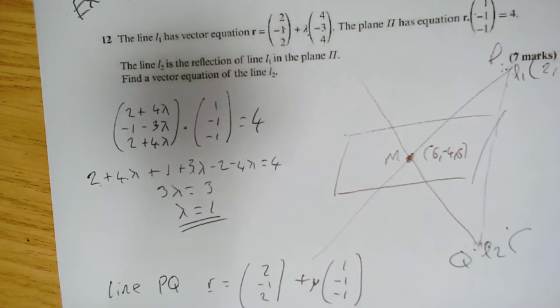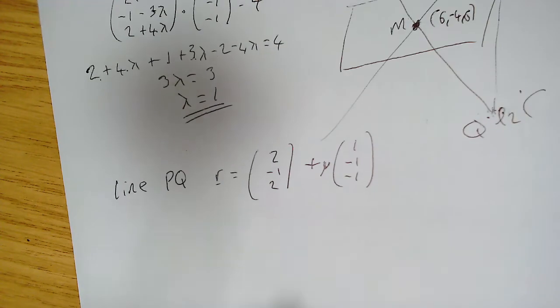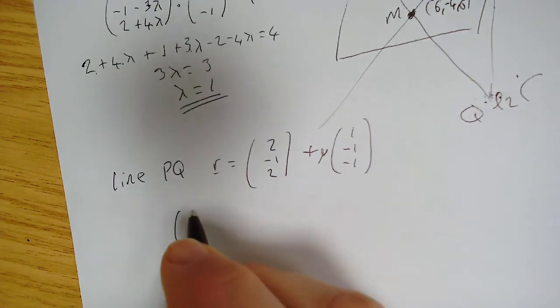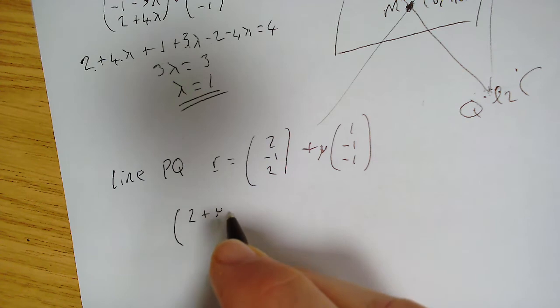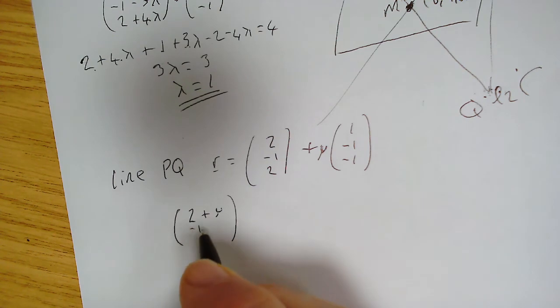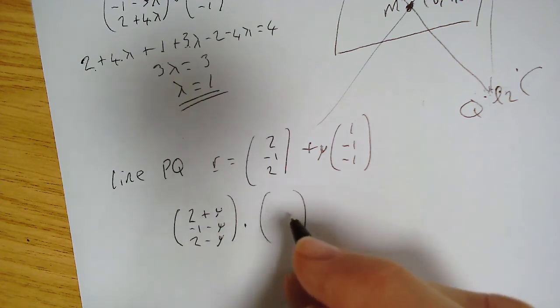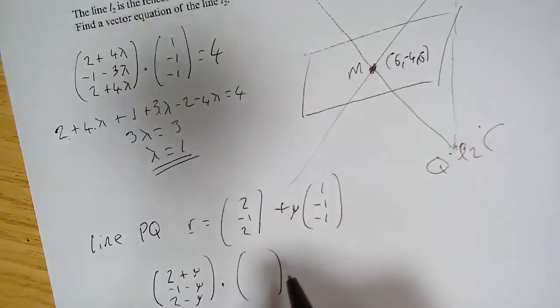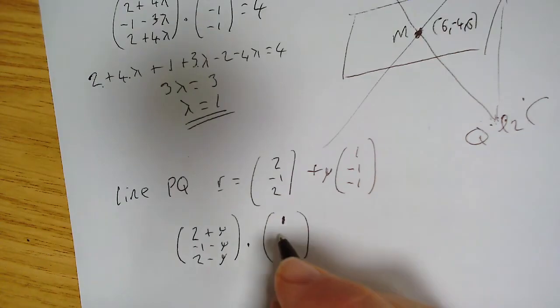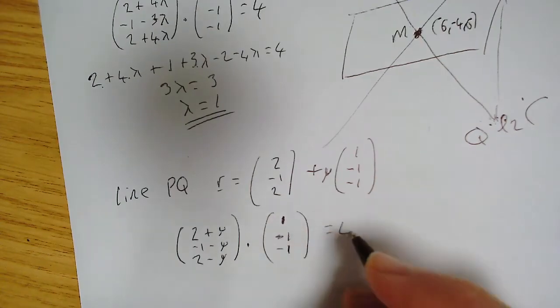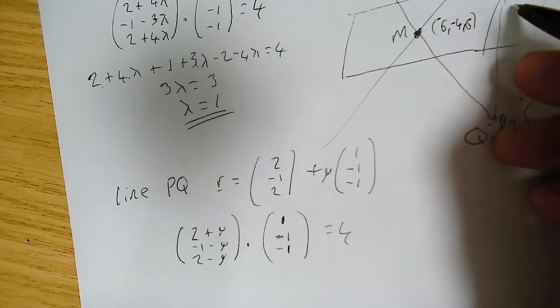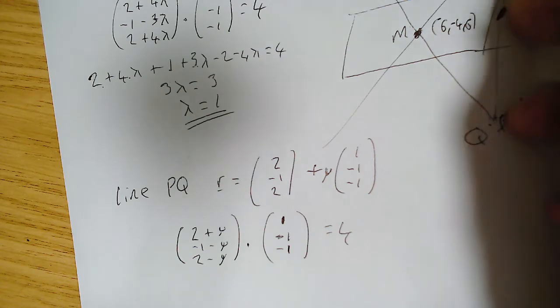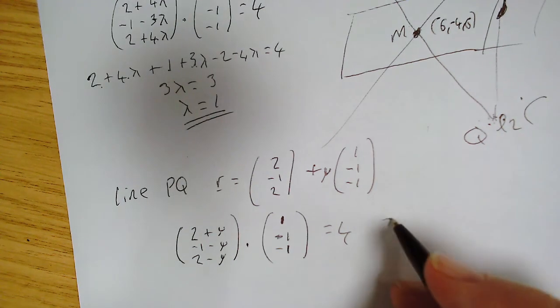First of all, I want to find when that meets the plane. So I do the same as I've done before. (2 plus mu, negative 1 take away mu, 2 minus mu), dot, and then the direction of the plane. Remember that this equation here, I'm using this, (1, negative 1, negative 1), equals 4. So I'm finding, if I extend that plane out a bit, I'm finding this point here, or how to get to that point.